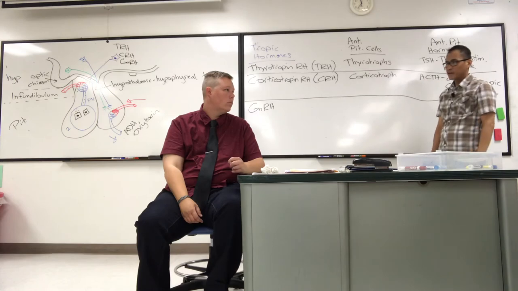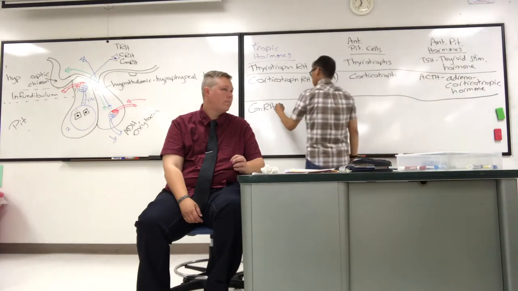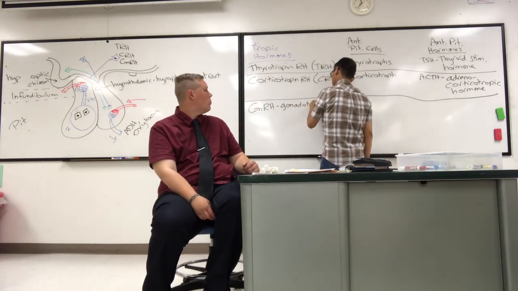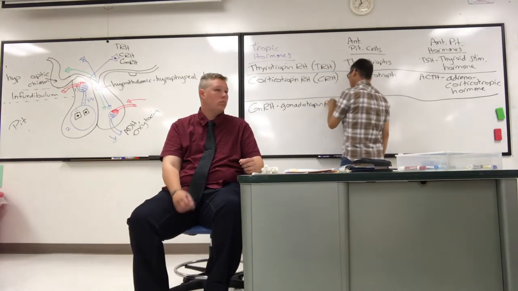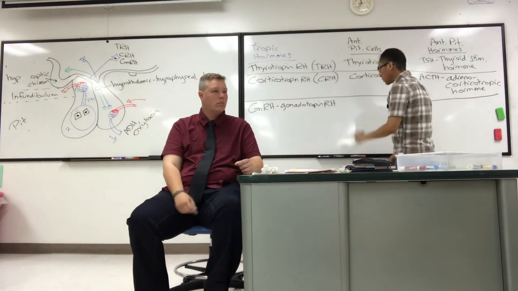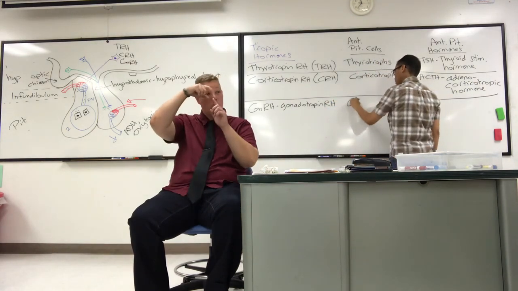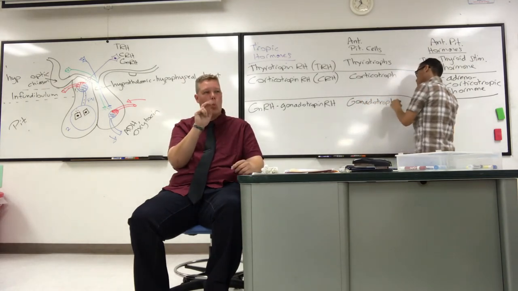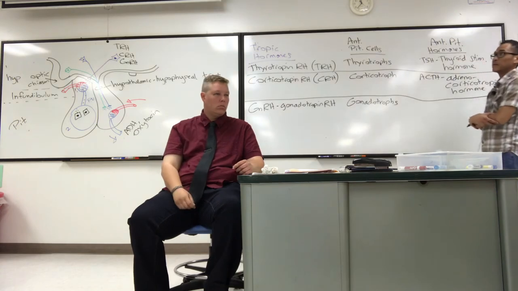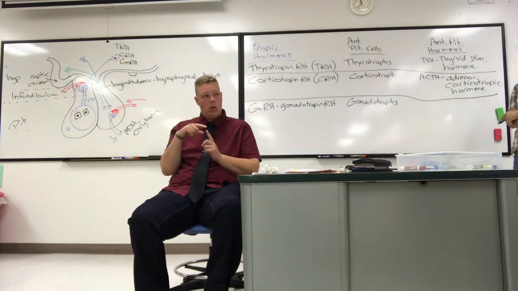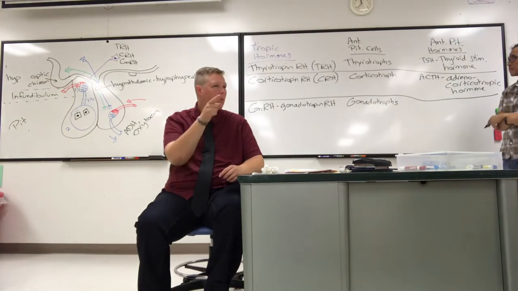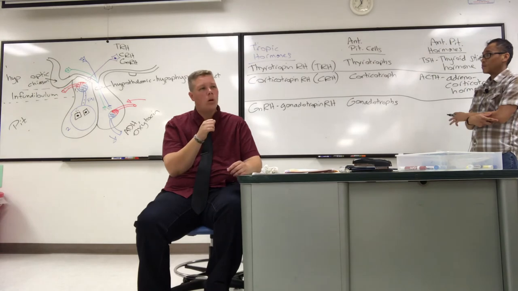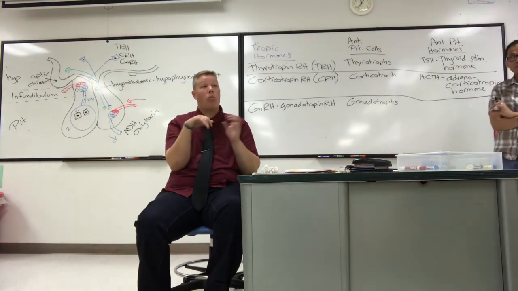Now, GnRH stands for gonadotropin releasing hormone. So I'll just put gonadotropin RH for short. But they're going to stimulate cells called gonadotropes. Yeah? So can these hormones go into other cells or no? No. They can be around other cells, but they won't stimulate them.